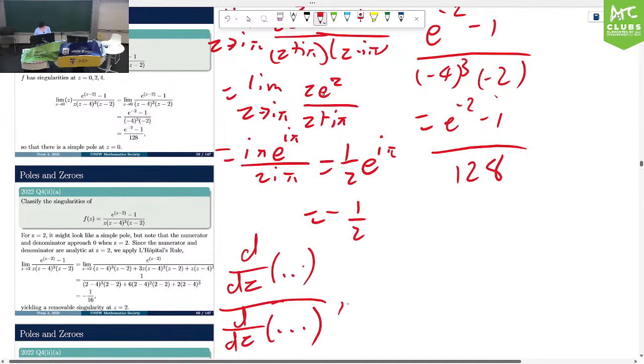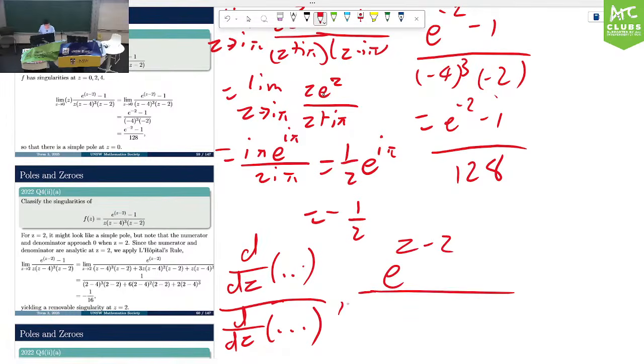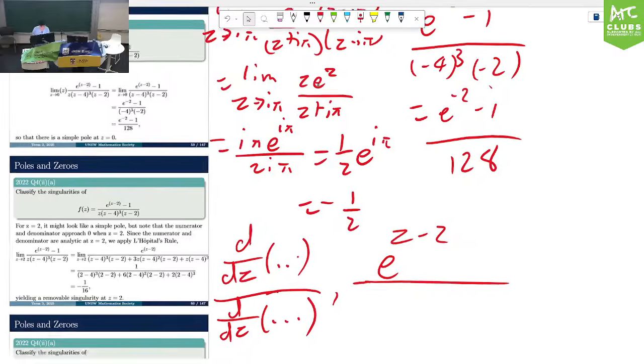If we're differentiating the top, that's e to the z minus 2. The minus 1 goes away. Okay, so this is annoying. We have a triple product rule kind of thing.